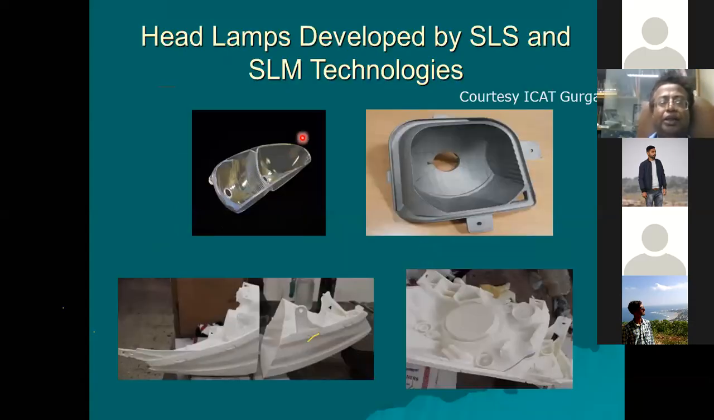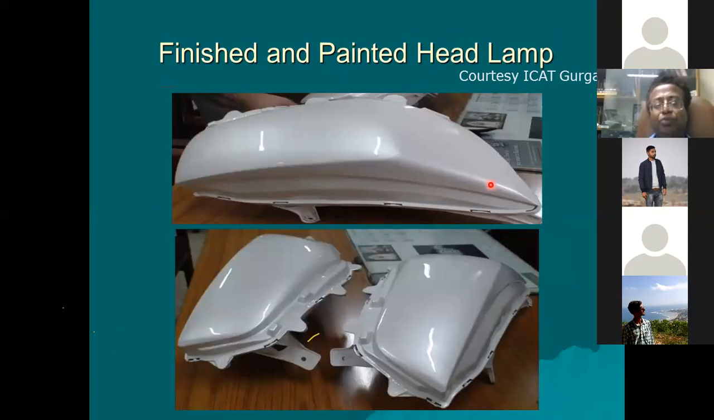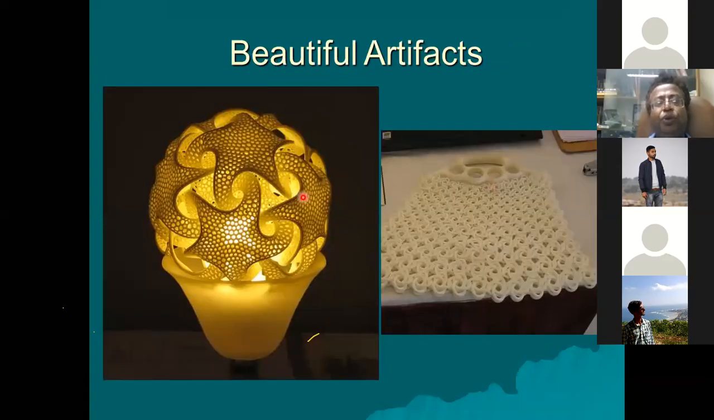On these plastic components we can have painting. So you can have metal paints put on so that you can improve the surface quality as well as the strength. Again the same thing, correct? Finished and painted headlamp. So beautiful artifacts, these kinds of plastic components, you can create from 3D printing.